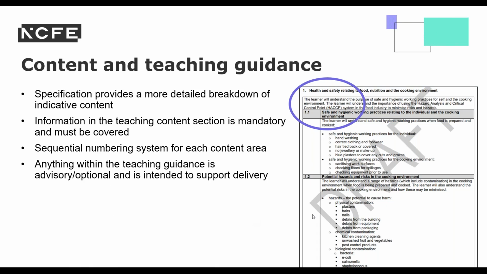Anything within the teaching guidance is advisory and optional and is intended to provide useful guidance and advice to support delivery of the teaching content. Within the specification, there's a section that provides some useful advice and guidance to support the delivery of the teaching content for each of the content areas. So for an example, a class discussion topic could be, where do the learners' families buy their food? Do they use local shops and markets or larger supermarkets? Ensure you encourage your learners to share their ideas and the implications of their shopping, including the cost, quality, choice of foods available, and carbon footprint.